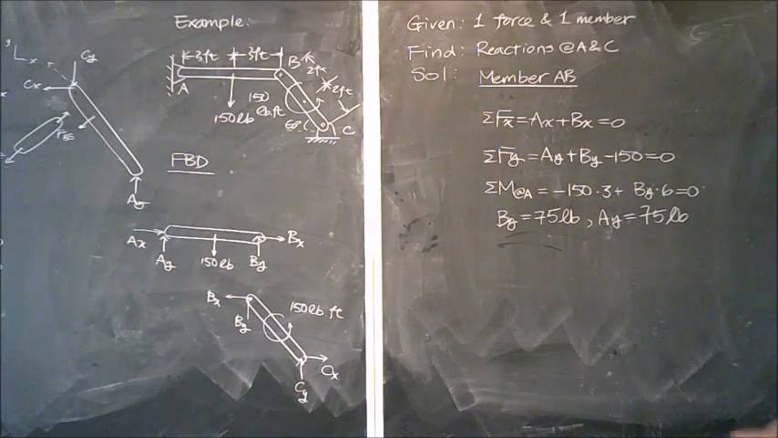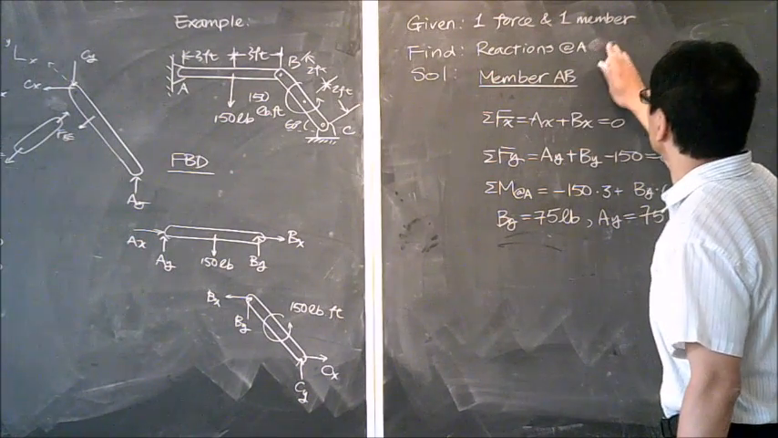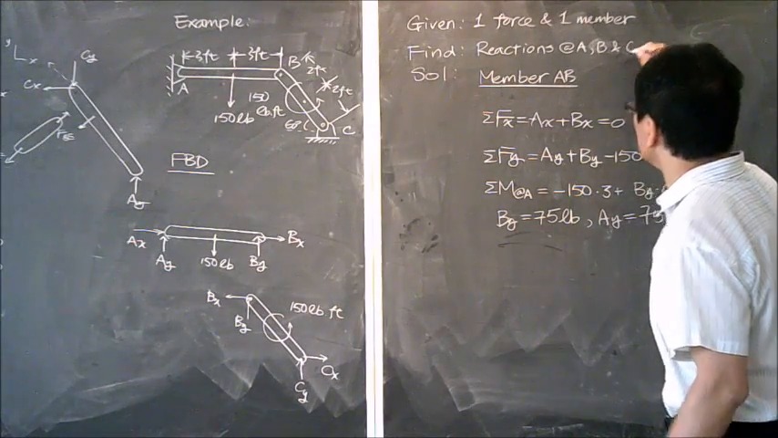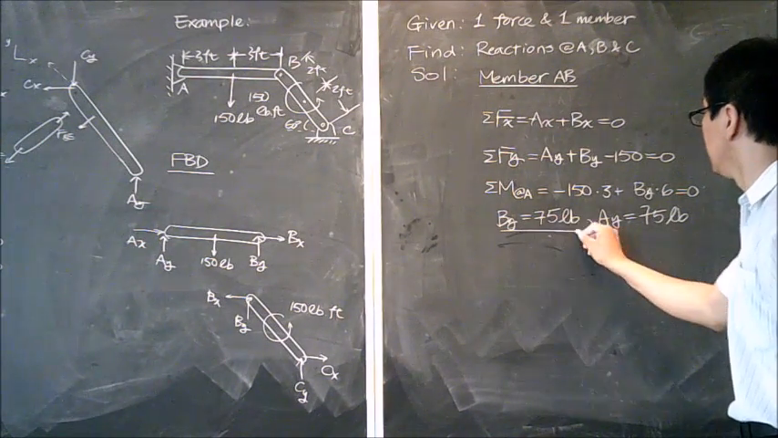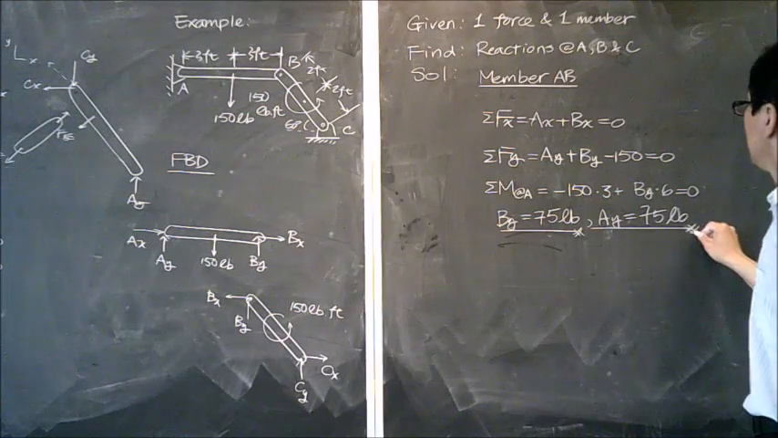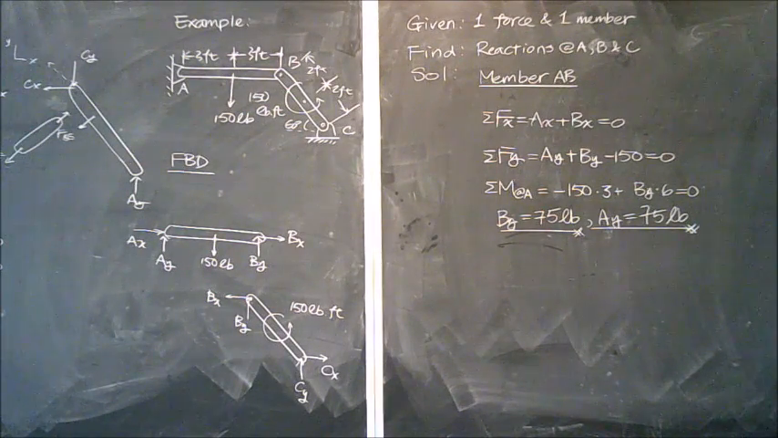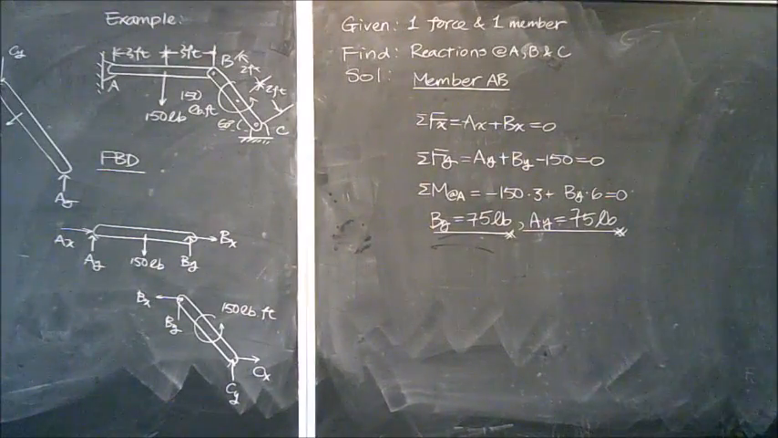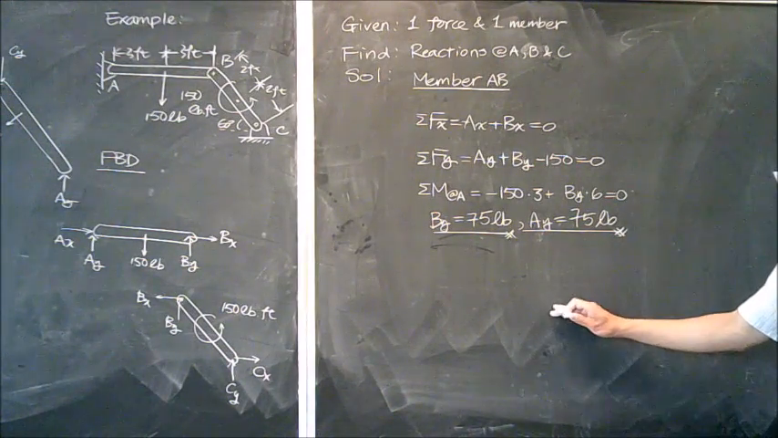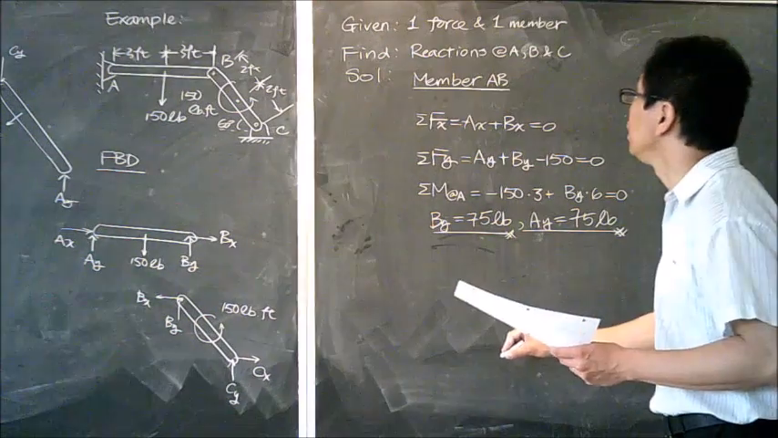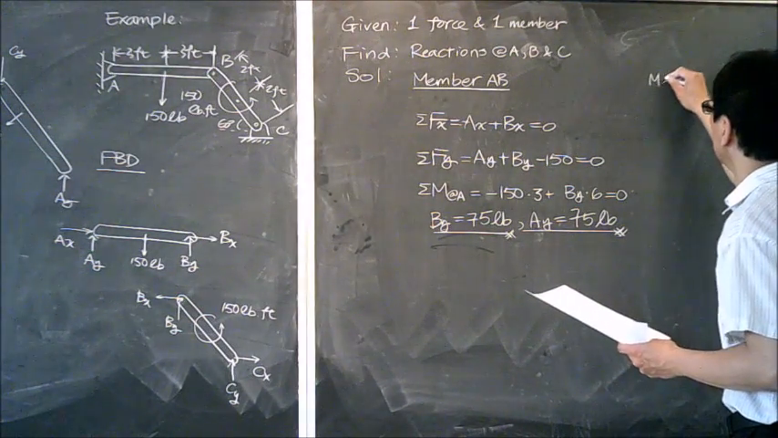Okay, so over here, you will be able to get By, Ay, but can you get Ax and Bx? Not really. We only know the relationship. We only know that Ax equals negative Bx. That's all. But we don't really know the numerical values. So I'll stop here and move on to the other member to see if it can give me a better idea.